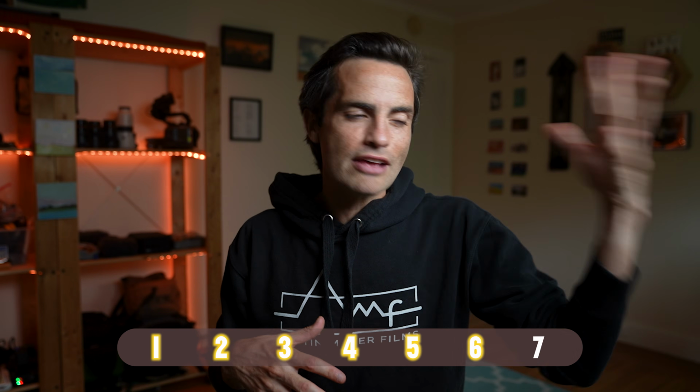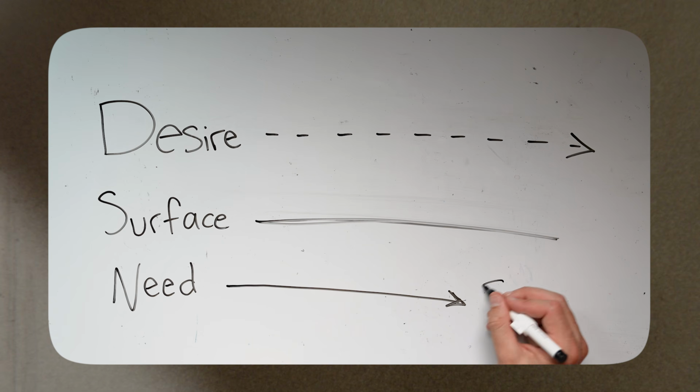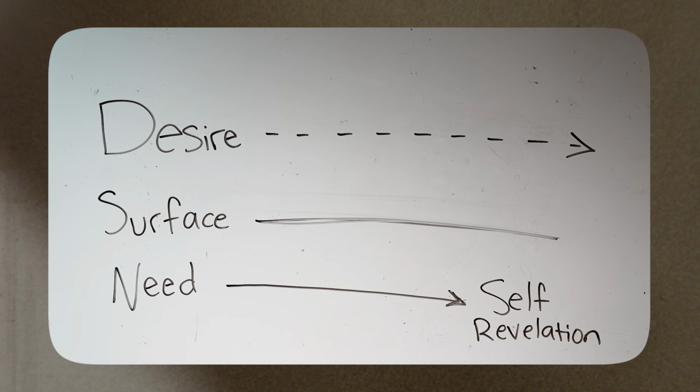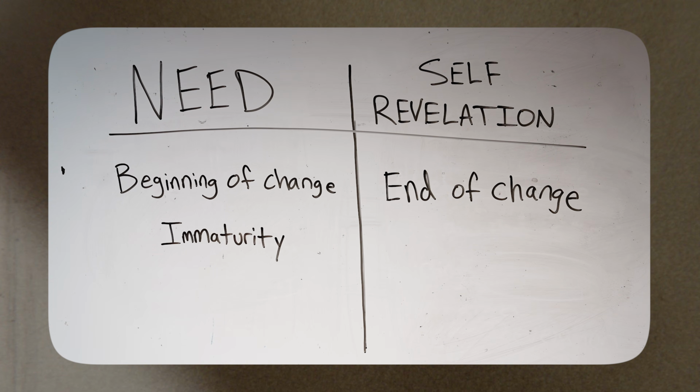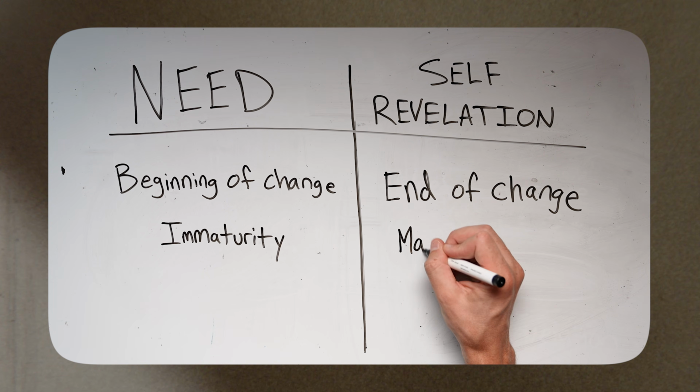Step 6, self-revelation. After the battle, the main character has a major self-revelation about who they really are. Structurally, the self-revelation connects directly back to the need. These two steps communicate the character change of your protagonist. Need is the beginning of the main character's change, and self-revelation is the endpoint of that change. Need is the mark of the main character's immaturity at the beginning of the story.